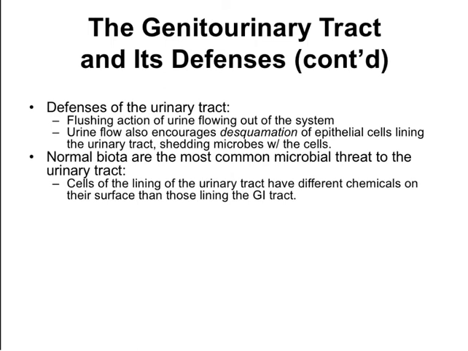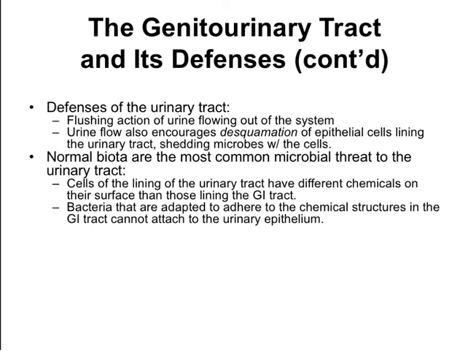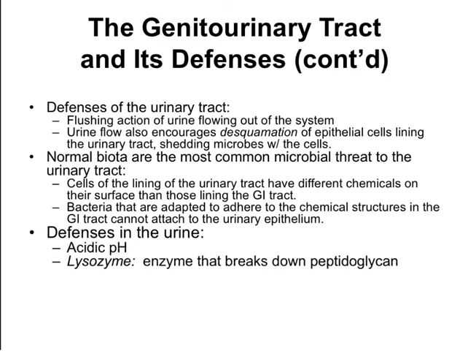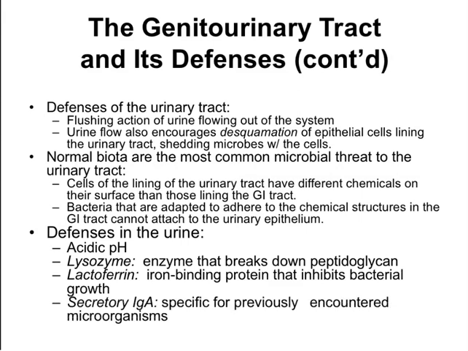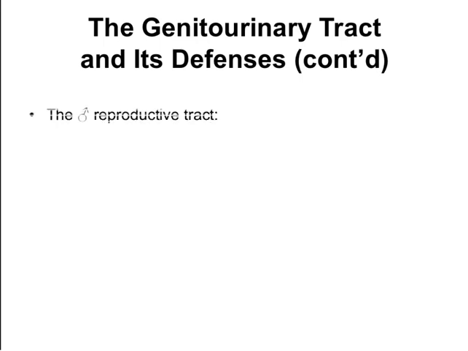We know that the lining of the urinary tract has a different chemical composition than that which lines the GI tract. The GI tract, remember, is lined with simple columnar epithelia with apical microvilli. Here, the transitional epithelia are fundamentally different. Bacteria adapted to adhere to chemical surfaces in the GI aren't going to be able to hook up to the transitional epithelia that line the bladder and the ureters. The urine has an acidic pH. There's also lysozyme that weakens the peptidoglycan in the bacterial cell wall. And there's IgA present for organisms that have already been encountered in the environment.